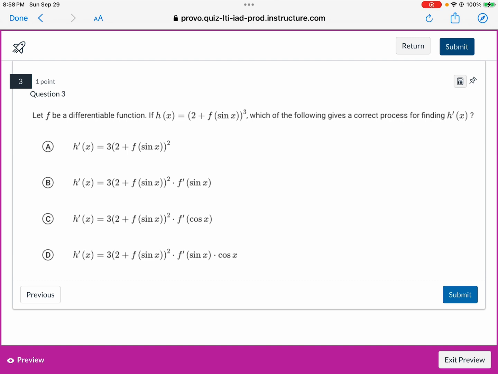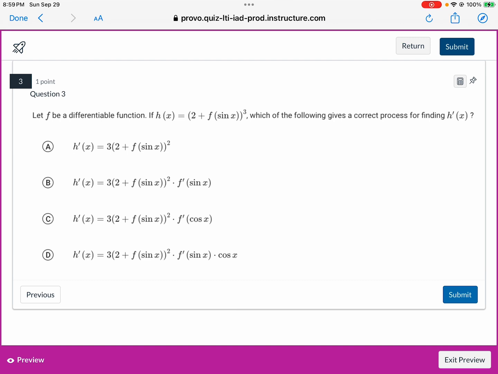And then for question 3, we have a function h of x. Which of the following gives the correct process of finding h prime of x? So first of all, we'd have to use the power rule. So we'd bring down the 3, and it looks like A, B, C, and D all use the power rule, which is good. But then we'd have to go inside and take the derivative of 2 plus f of sine of x, and so the derivative of 2 would be 0, which is why we don't see it in B, C, or D. So we know A is definitely not it. That's why we don't see 2 again, because the derivative of that is 0.